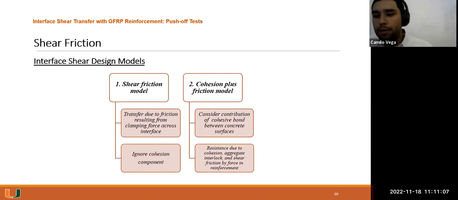And the second one, the cohesion plus friction model, is a model that considers the contributions of the cohesive bond between the concrete surfaces. And in this case, the resistance is due to the cohesion, the aggregate interlock, and the shear friction by the force in the reinforcement.